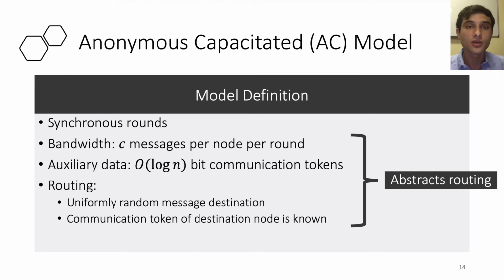Basically, since a node can either send a message randomly in the graph, or it can send a message to a node whose communication token it knows, the communication tokens allow us to abstract the way in which routing happens in the underlying model.